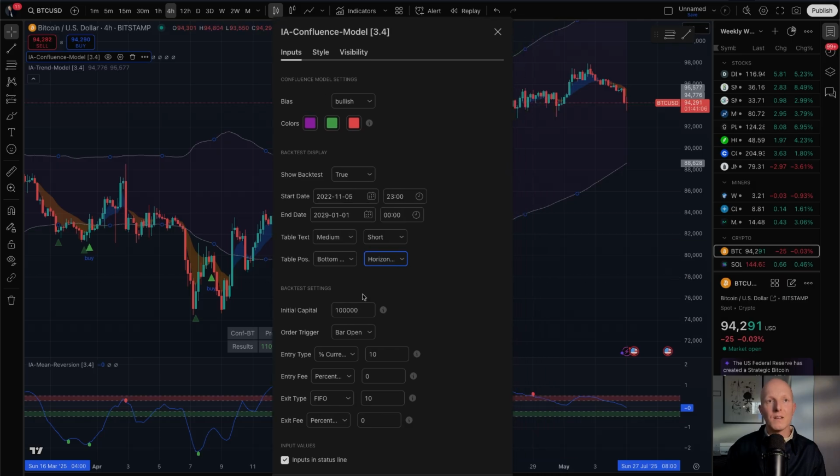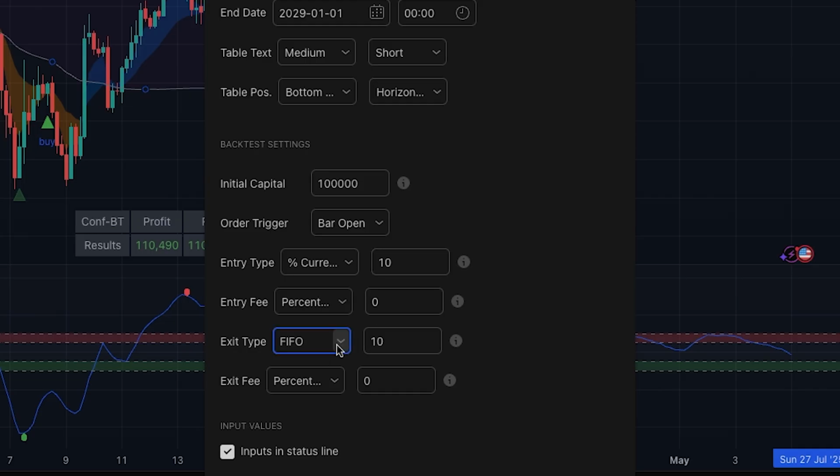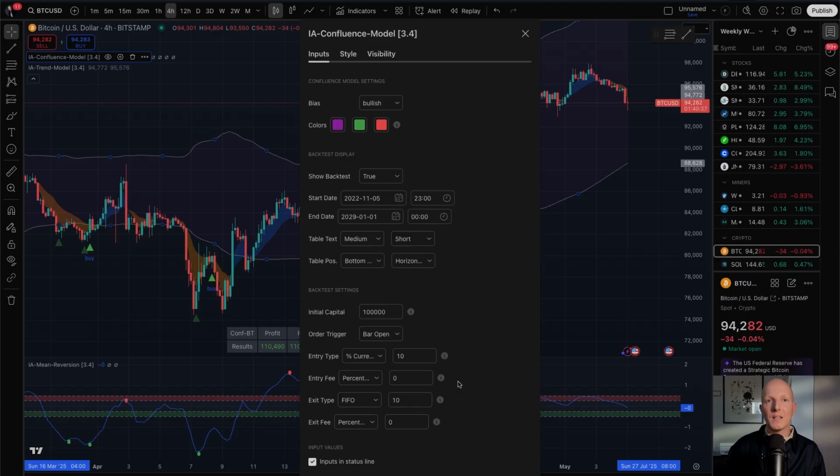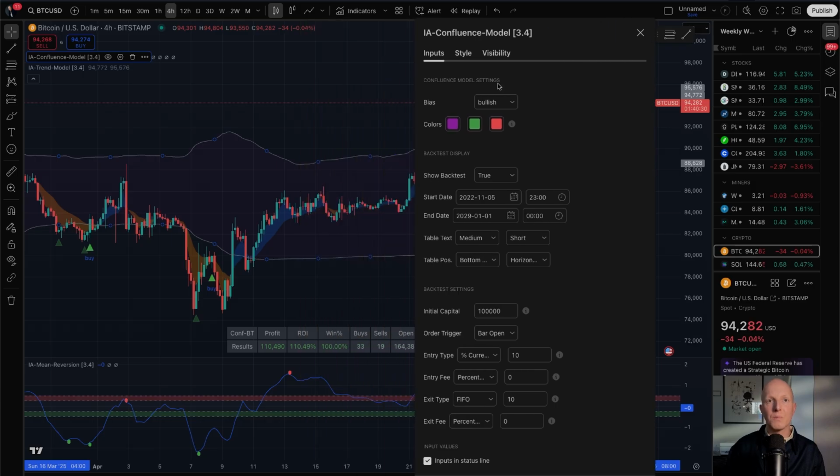And then the last thing are these options right here, which we'll leave at defaults for now. It's your initial capital, your order trigger, entry type. You can do current percentage, initial capital, and then you can change that percentage there. Entry fee, exit type, FIFO or LIFO, first in first out, last in first out. We won't get into the specifics there, but depending on your particular asset and what you're holding, you can really fine tune this model to get a very accurate back test and see your ROI, which is very powerful.